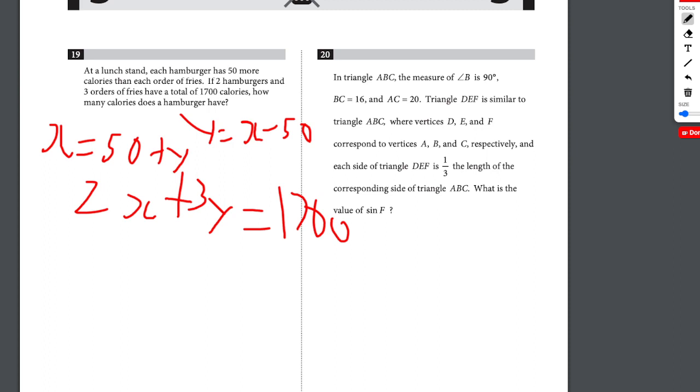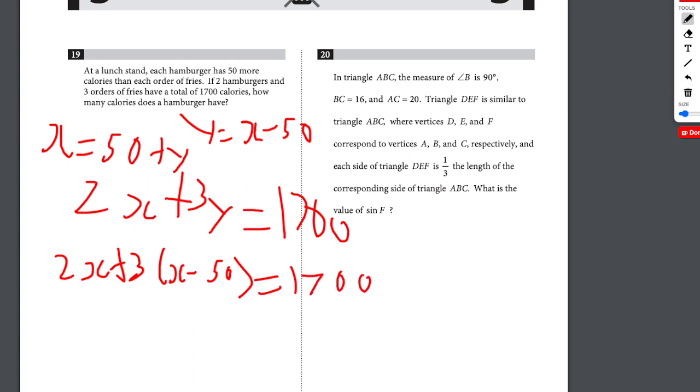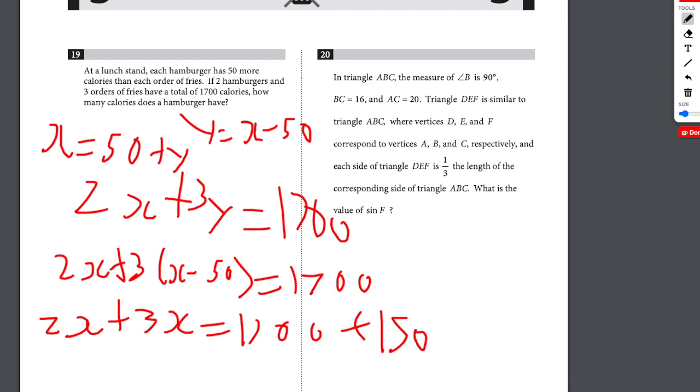So, yeah, just substitute it in there. So we have 2x plus 3 times x minus 50 equals 1700. So we're going to multiply this out. We're going to 2x plus 3x is equal to, and then I'll just say 1700 plus 150, because this is going to move to the right side and it'll become positive either way. So I'm just kind of combining those steps.